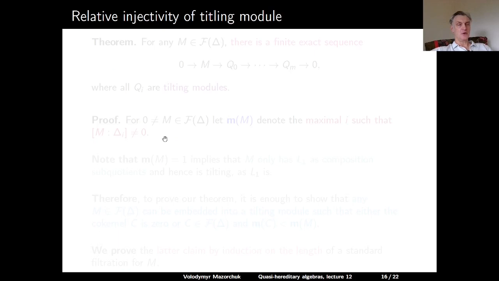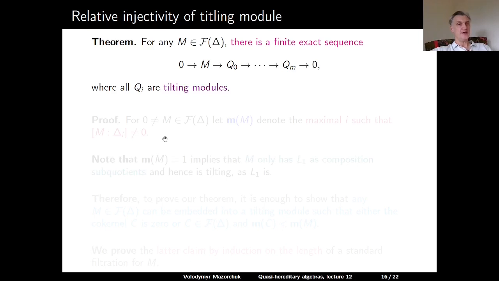So here is one more interesting homological property of tilting modules, and it's the relative injectivity of tilting modules in the category F(Δ). Theorem: for any object M in F(Δ), the object M has a finite coresolution by tilting modules. In other words, there is a finite exact sequence 0 goes to M, then to Q0, then to Q1, and so on, Qm goes to 0, where all Qi are tilting modules.